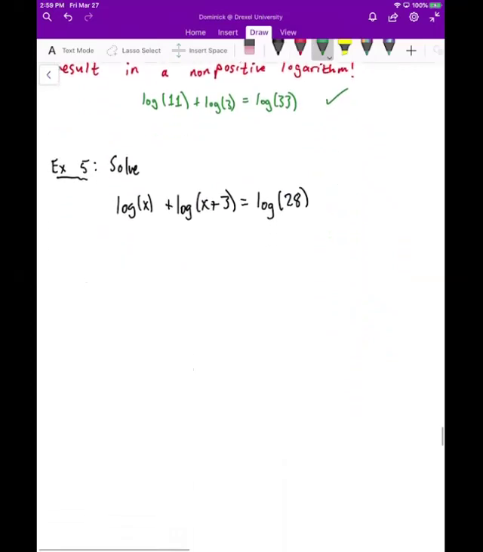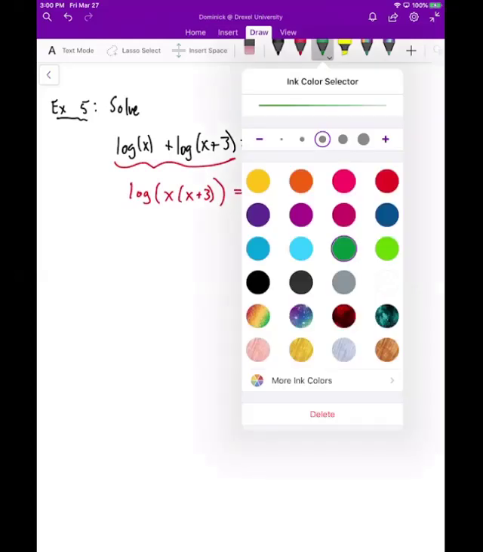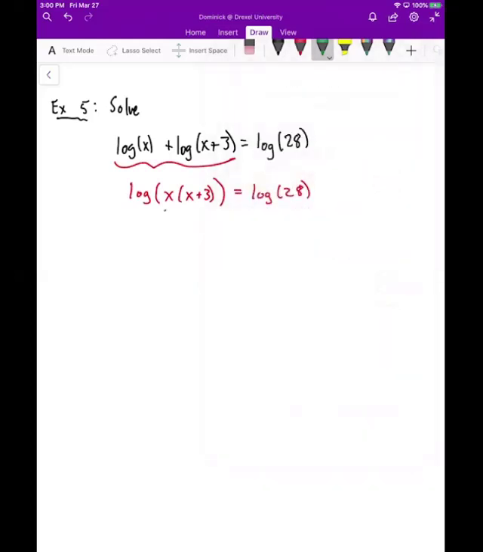Okay, let's look at another example. So again, we are in a situation where we need to combine these two logarithms. And we'll have a log of x times x plus 3 is equal to log of 28. All right, but again, we now have log of something is equal to log of something. So we can say that those two somethings are equal.